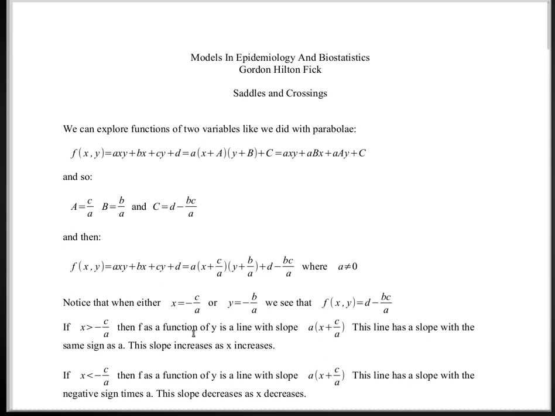It says that if x is equal to minus c over a, or y is equal to minus b over a, then we get a constant. This function of two variables is this constant, d minus bc over a.